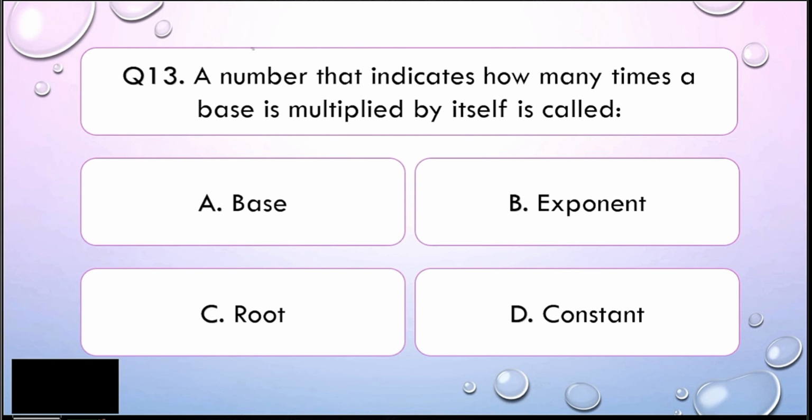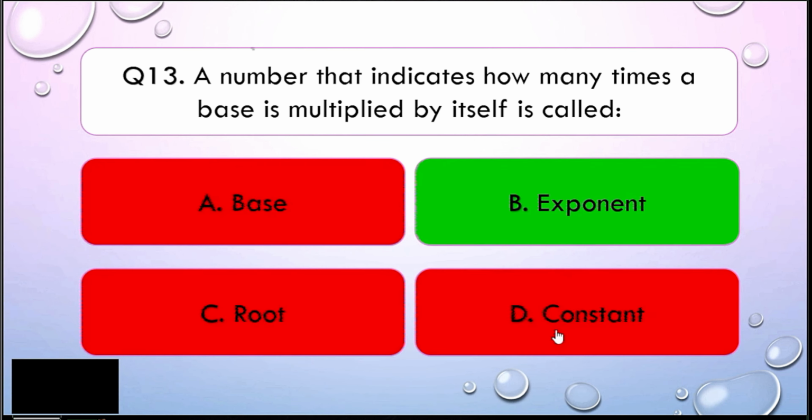Alright, math learners, this question is basically a definition of a certain part in the topic law of exponents, because the law of exponents talks about the small number that is in the superscript, or elevated, and that means that the base will be multiplied to itself. So therefore, the correct answer for this question is letter B. Alright. Easy, right? Very easy, my dear math learners. So now let us go to question number 14.